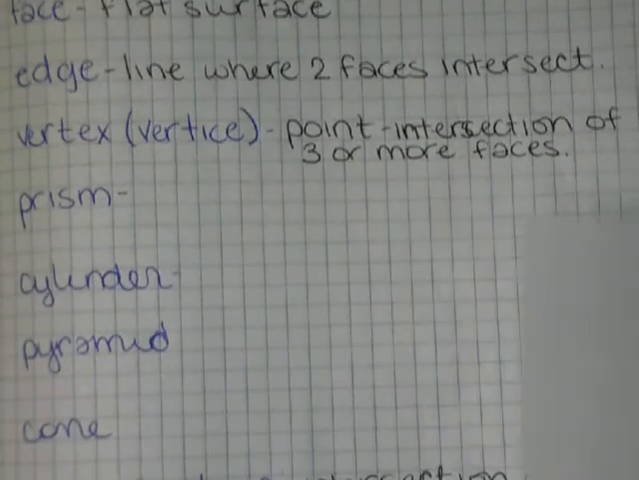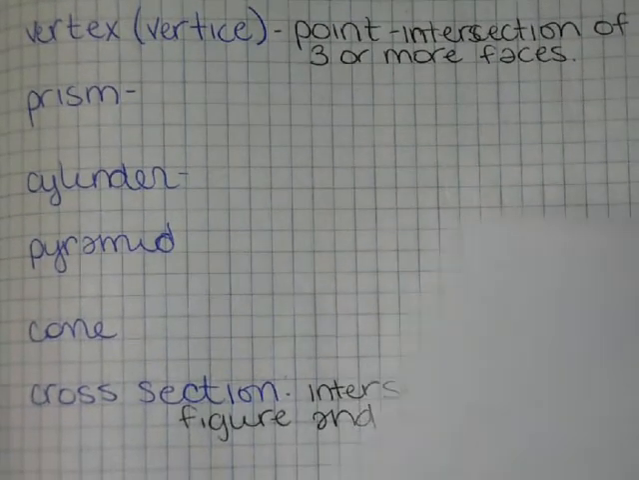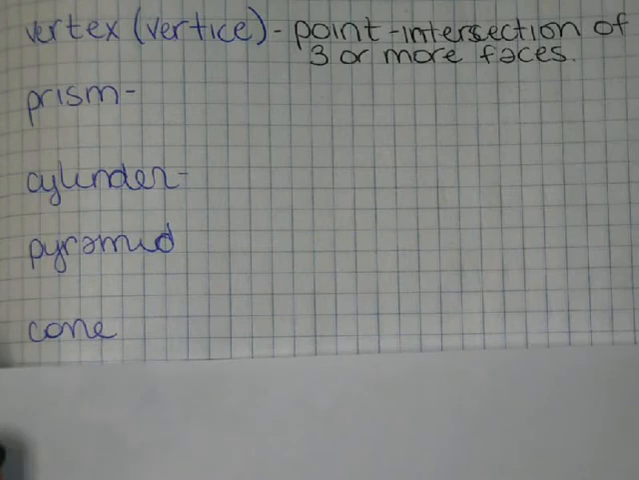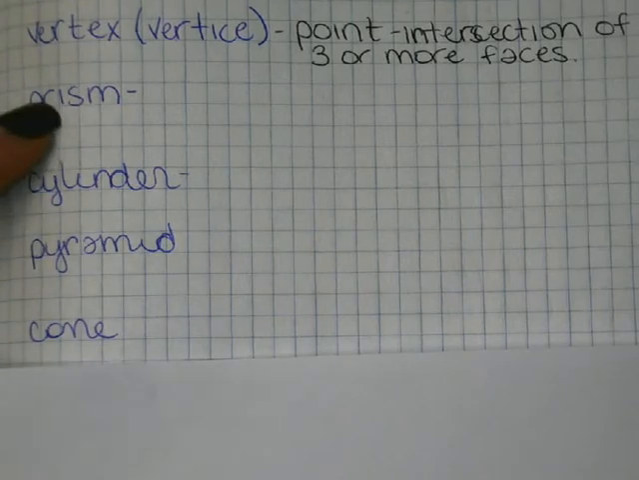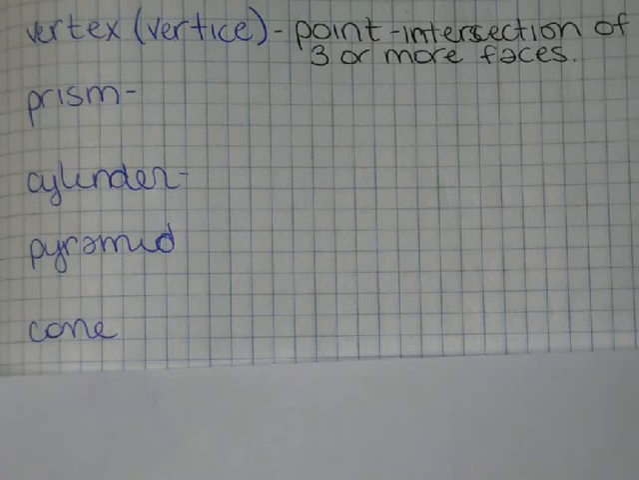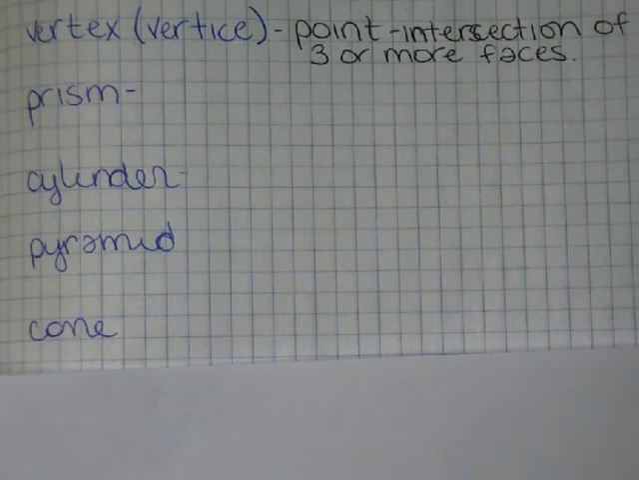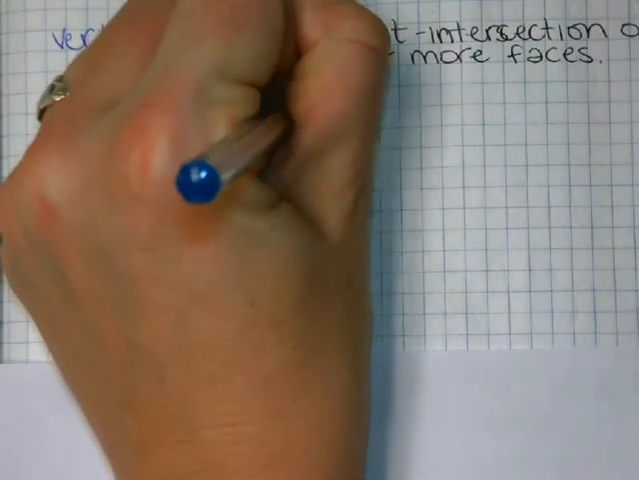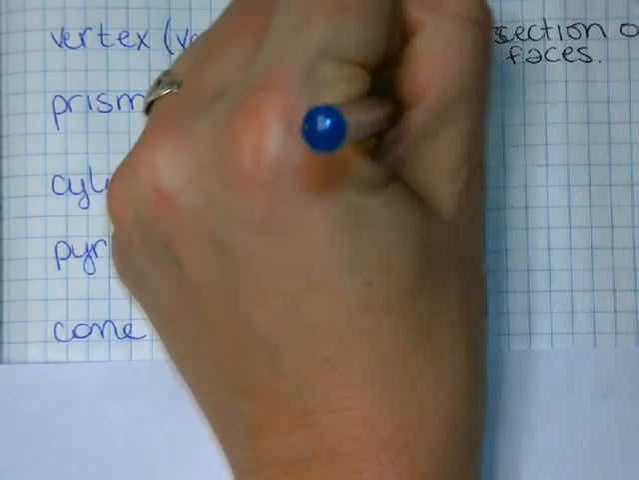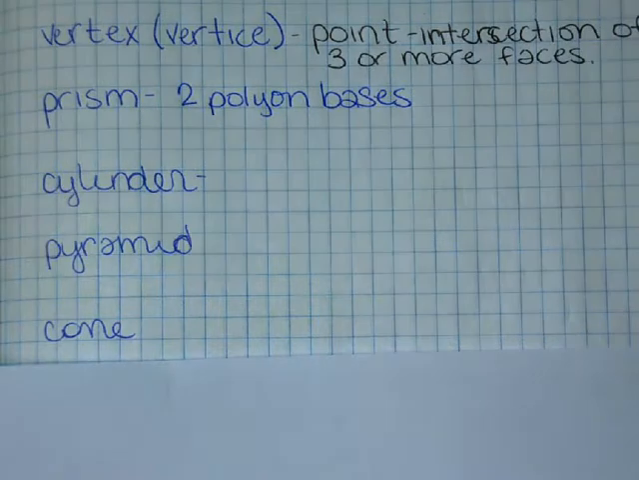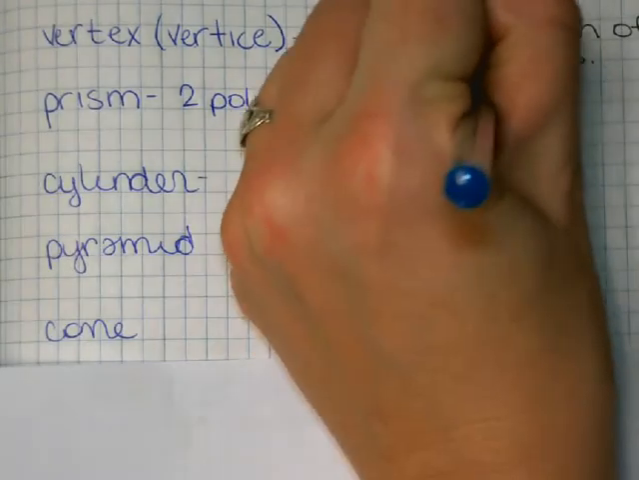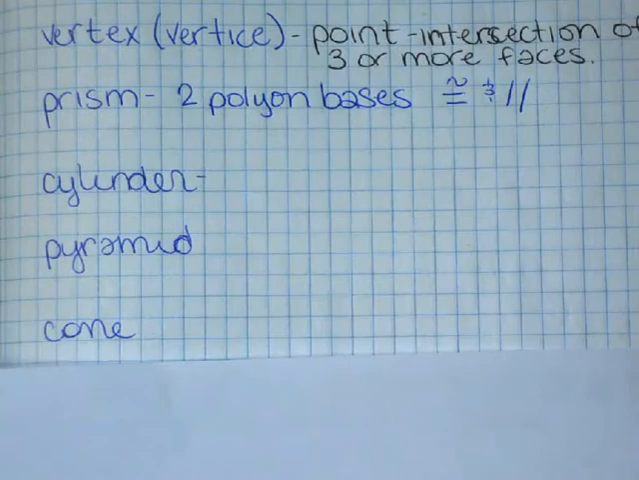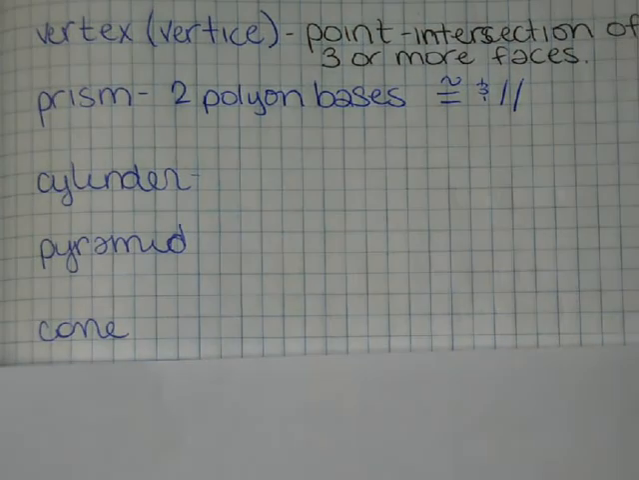All right. Hopefully you took time to write those down. In our identification, we are going to talk about these four types. We have prisms. Remember, prisms are any three-dimensional shape that has two polygon bases. Those bases are going to be congruent and parallel. If you don't like writing the symbols, go ahead and write the words out.